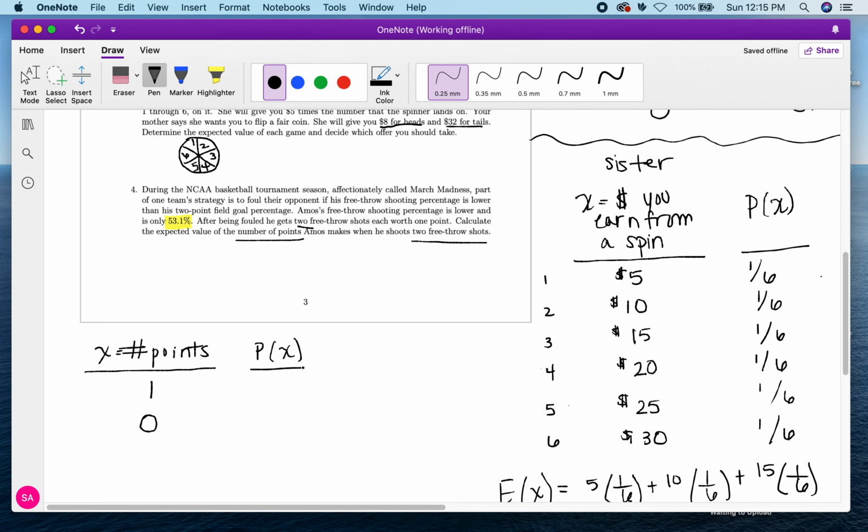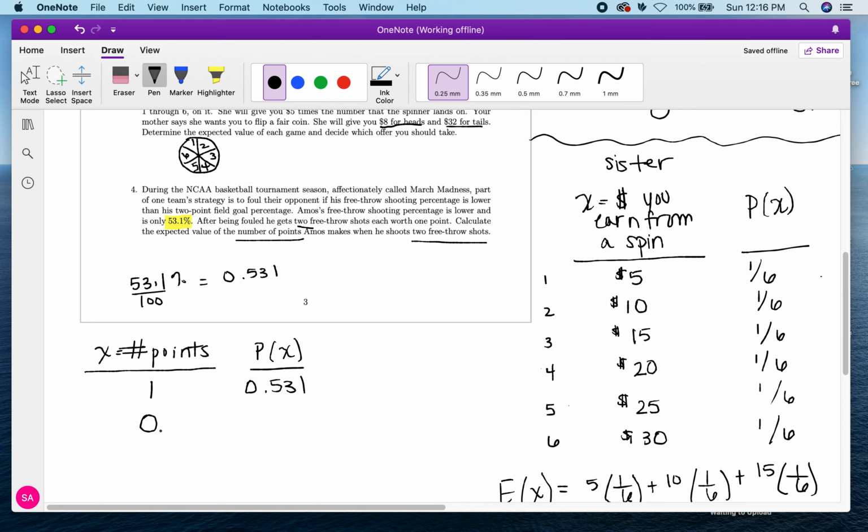The probability that he makes the shot and gets the point is what they give us here, 53.1%. But once again, I want to put this as a decimal. So essentially we're dividing by 100. We get 0.531. So that's what I'm going to put next to my x value of 1. The probability that he gets a point from making the shot is 0.531.